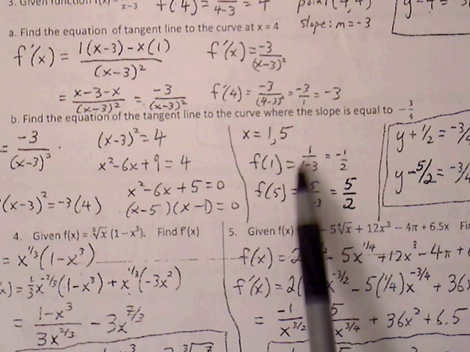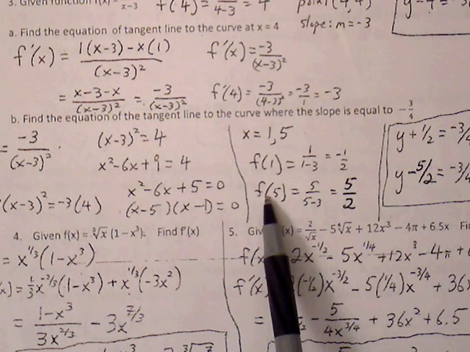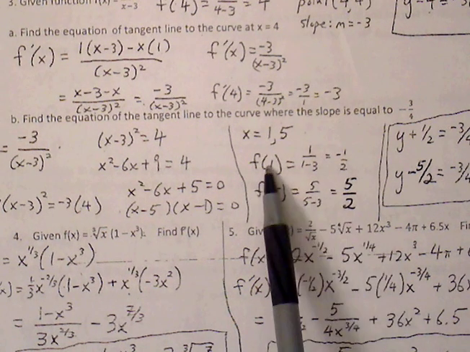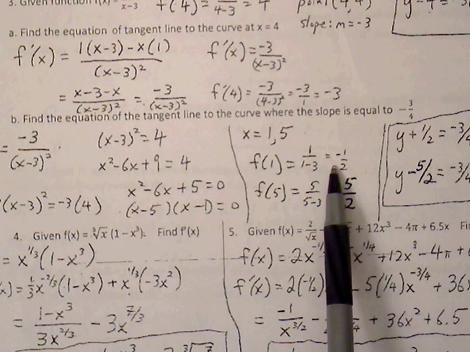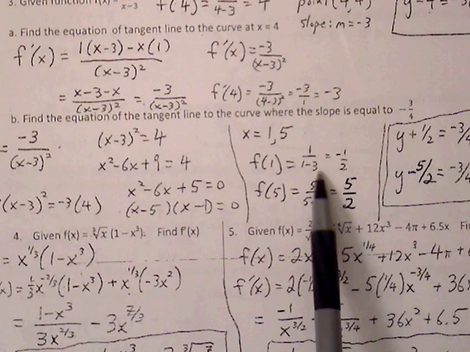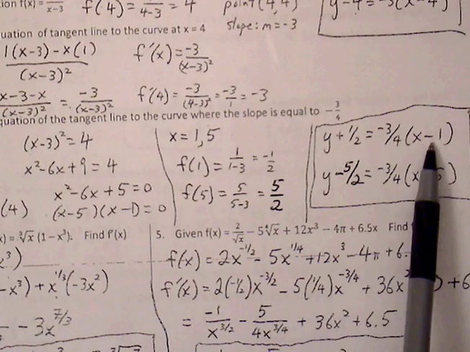So then we get 1 over 1 minus 3, which is negative 1/2. If I plug 5 into the original function, I get 5 over 5 minus 3, which is 5/2. So my ordered pair is 1, negative 1/2. My second ordered pair is 5, 5/2. Both of these ordered pairs are going to share a slope of negative 3/4. So here we have two tangent line equations.